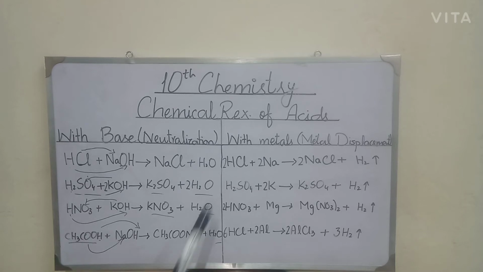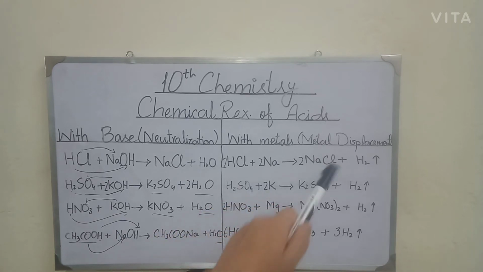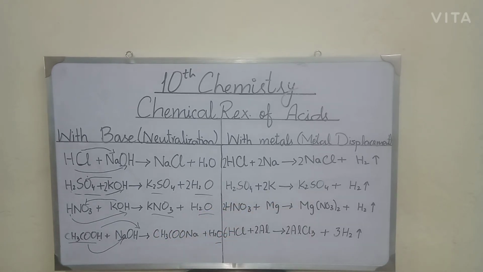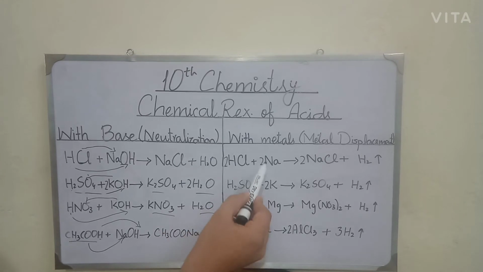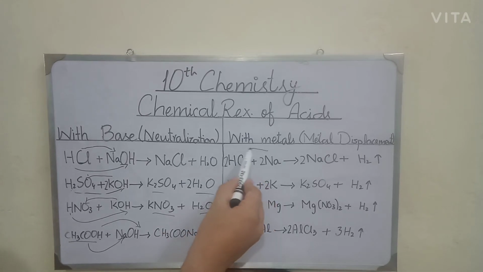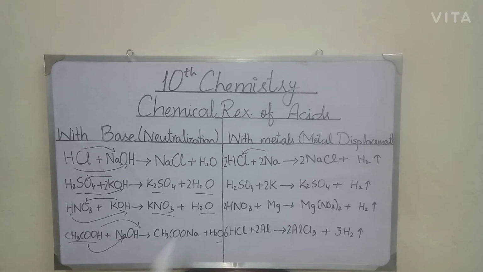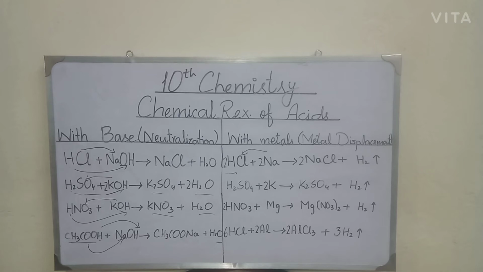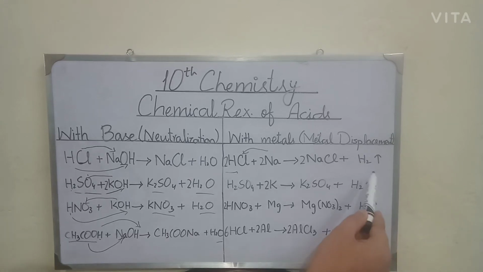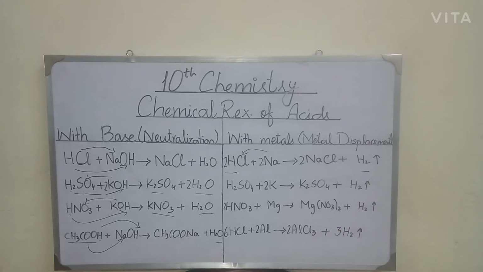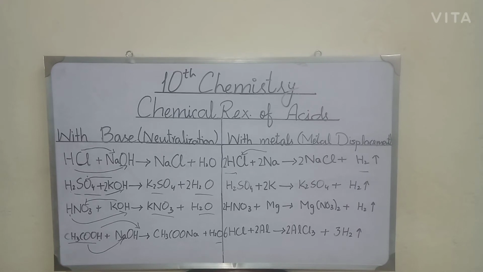For example, in the first reaction, HCl is an acid that reacts with sodium metal and they will produce NaCl plus hydrogen gas. How is NaCl produced in this reaction? Na basically reacts with the chloride ion of HCl and they will produce NaCl, and the hydrogen ion is basically removed from the acid and two hydrogen atoms react with each other and produce hydrogen gas. This arrow basically represents hydrogen gas that escapes out.